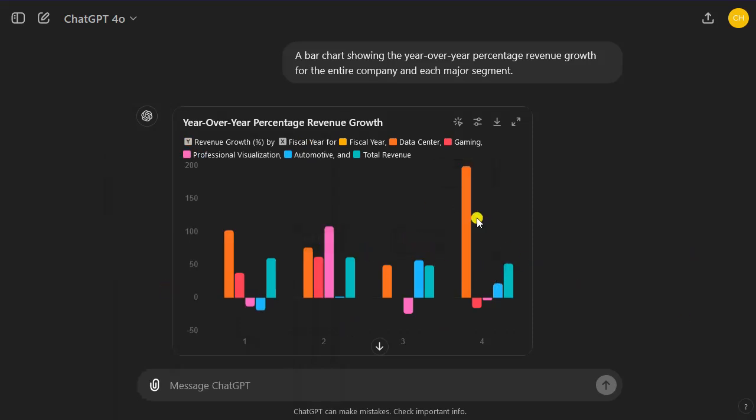And you see, even though the revenue segment of data center was percentage-wise the highest revenue segment, it starts from a high base. The growth of the segment was also highest, right? So this is like a total killer application.